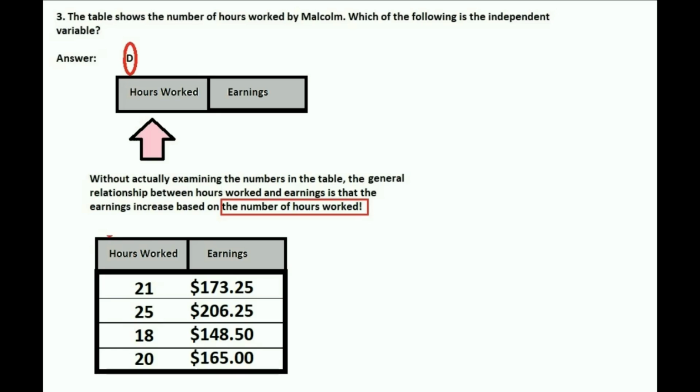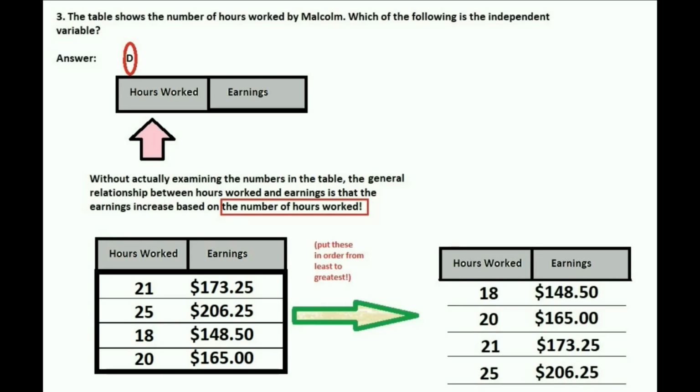If you look at this table, the thing they did to try to throw you off was to put the hours worked out of order from least to greatest. They're not in order. So if you sort this table from least to greatest and make sure your earnings remain matched up with the hours worked, you end up with this chart. This is the corrected chart that shows 18, then 20 hours, and 21 hours, and 25 hours. And you see the earnings that you get from each X value, because that's what you're looking at.